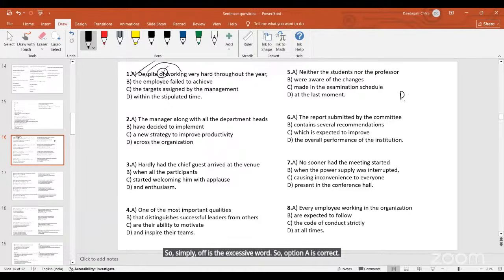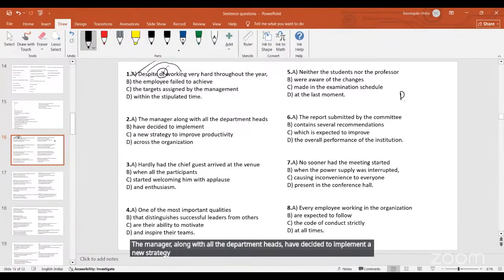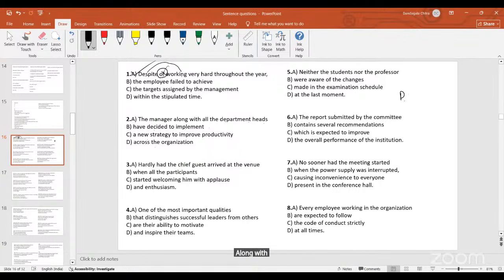Next, the manager along with all the department heads have decided to implement a new strategy to improve productivity across the organization. Along with the department heads. So option B has the error, sir. Instead of have, we use has decided to implement, sir. Yes, correct. It is has.